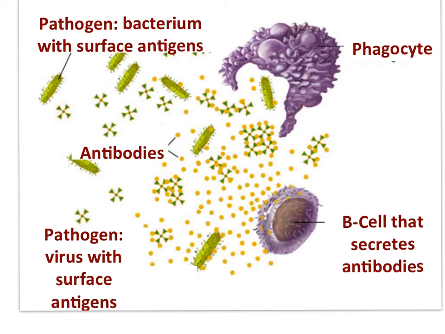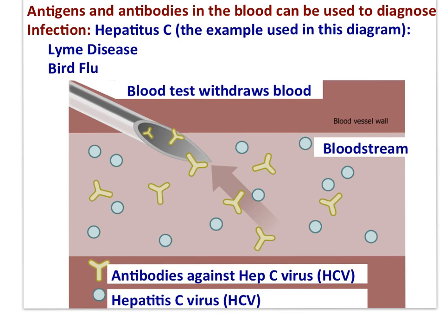So let's imagine with this diagram that the blood, seen here in the bloodstream, has the hepatitis C virus with its surface antigens and the antibodies that have been secreted against the hepatitis C virus. The presence of the antigens and the antibodies in the blood can be used to diagnose disease by withdrawing blood and using various techniques to detect the antigen or the antibody.